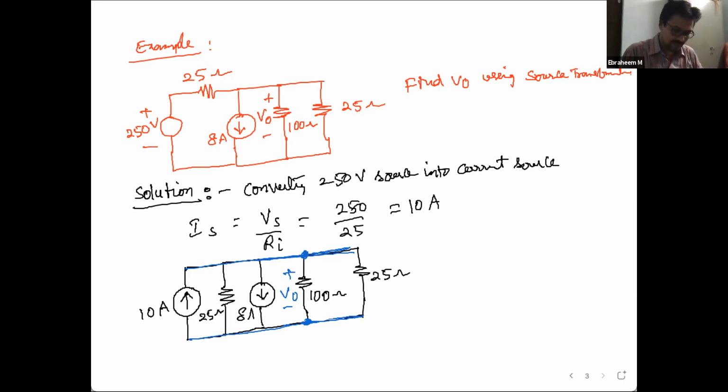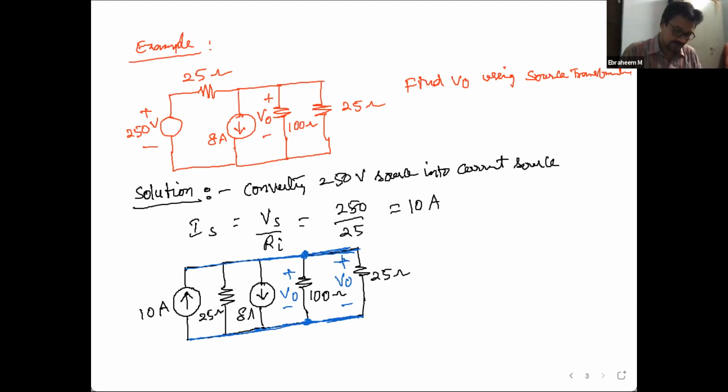Total 5 elements. We have 2 current sources and 3 resistors. All these have the same voltage across them. So that means plus and minus, this is also V naught, because all are parallel, they will have the same voltage across them.